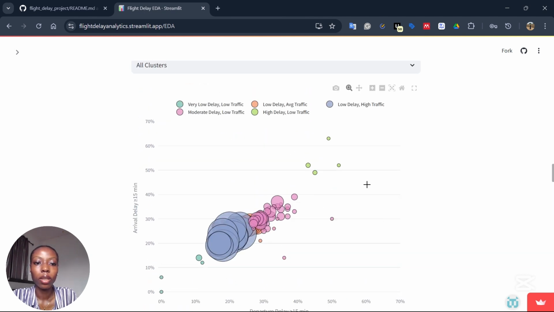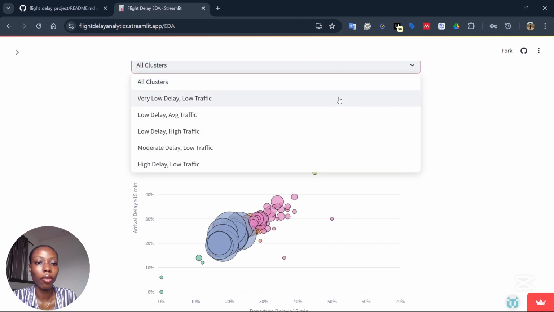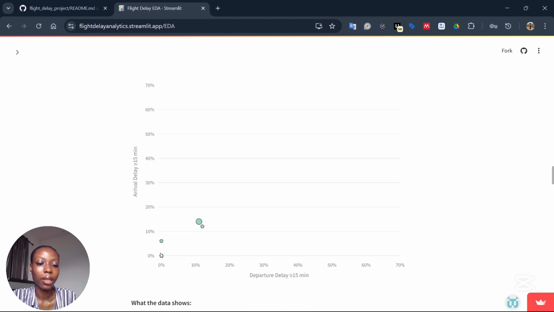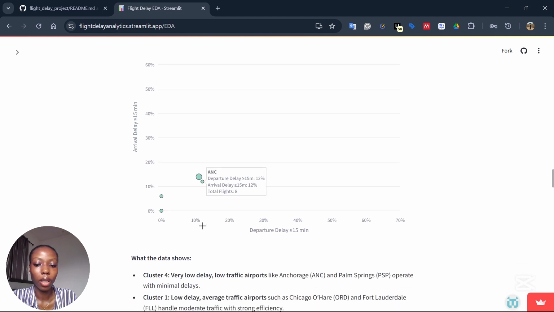So this is the chart for all of the airports. Moving to select the cluster for the very low delay and low traffic airports, we can see the four of them: PSP, LEX, STC, and Anchorage. Palm Springs and Anchorage fall into that cluster. So this cluster has very low delay and also low traffic.